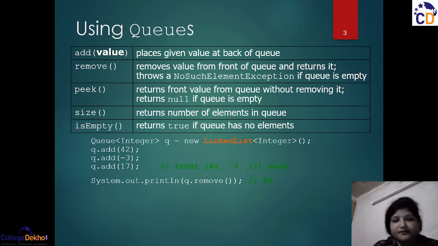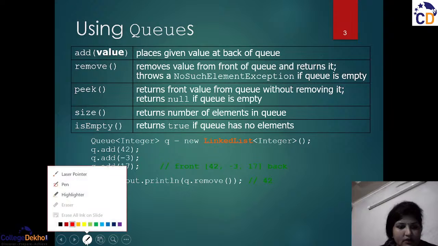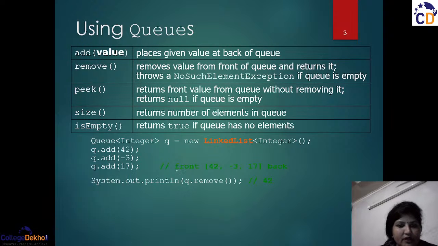Let us understand how we create it and how we perform the different functions. So we have created a queue of integer type, and we are inserting the values in the queue, right? That is 42, then -3, then 19. So this is our front of the queue. Let me tell you, I will be showing other examples also. So this is the front and this is the back part. Whatever we are inserting from here, whatever we are deleting from here.